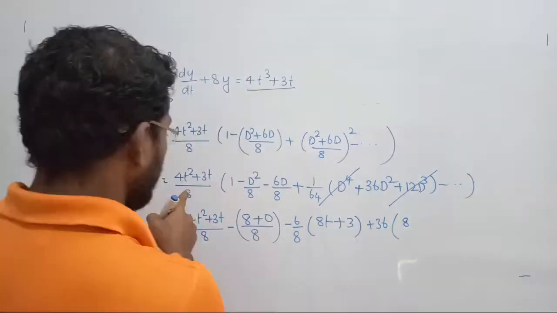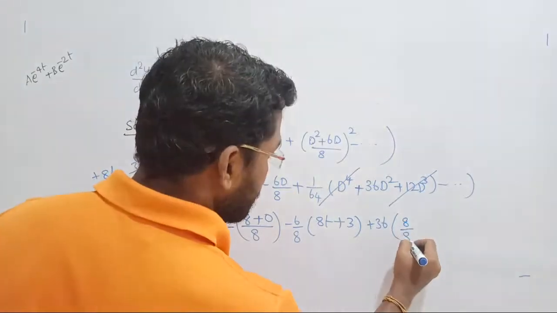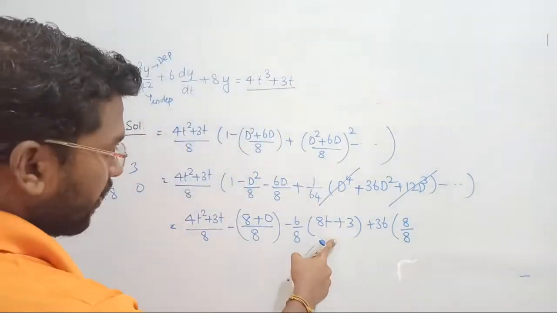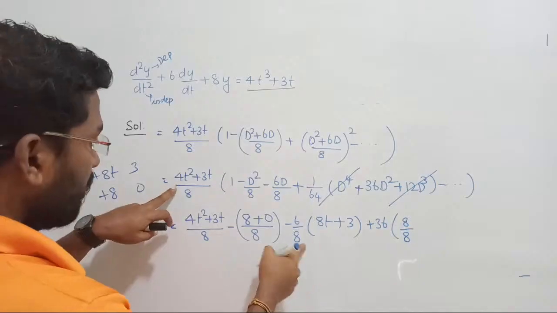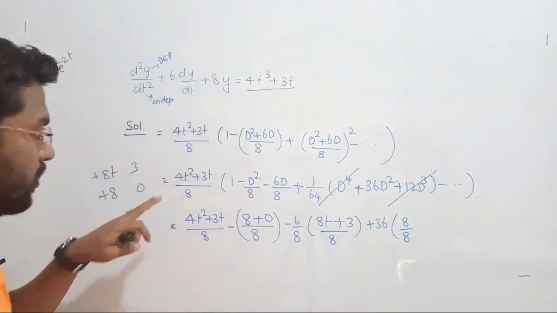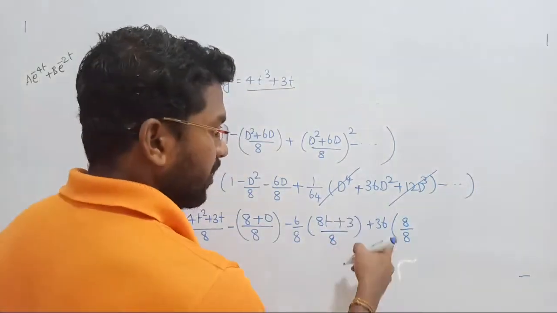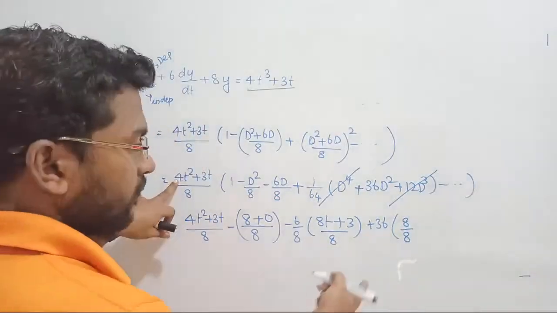There is already one more 8 in the denominator, just consider that 8 also. Did I leave that 8 here? We took 6 by 8 outside from here. There is one 8 in this, right? I left that one, please consider it. Okay, fine. Similarly, if you differentiate 36 d square twice, you will get 8.